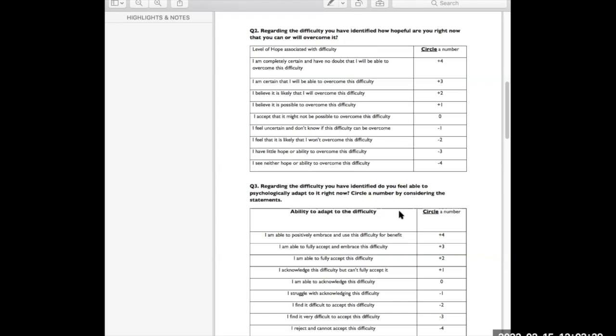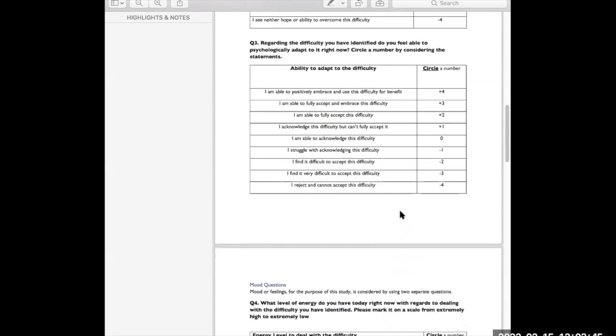Okay. No, thank you. And could you scroll down again to question 3? And so regarding the difficulty you have identified, so the raised muscle tone and the neurological fatigue, do you feel able to psychologically adapt to it right now?